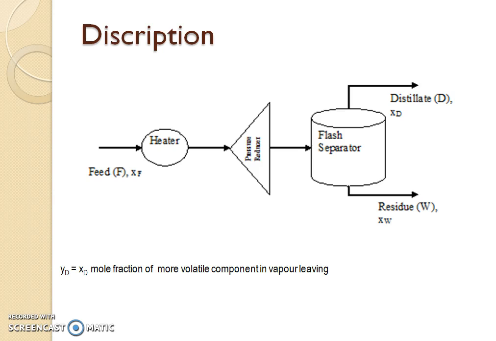The more volatile component fractions are represented as XF, XD and XW. The quantities of the distillate are represented as D and the residue as W. You can note that XD is equal to YD because it is in the vapor phase.